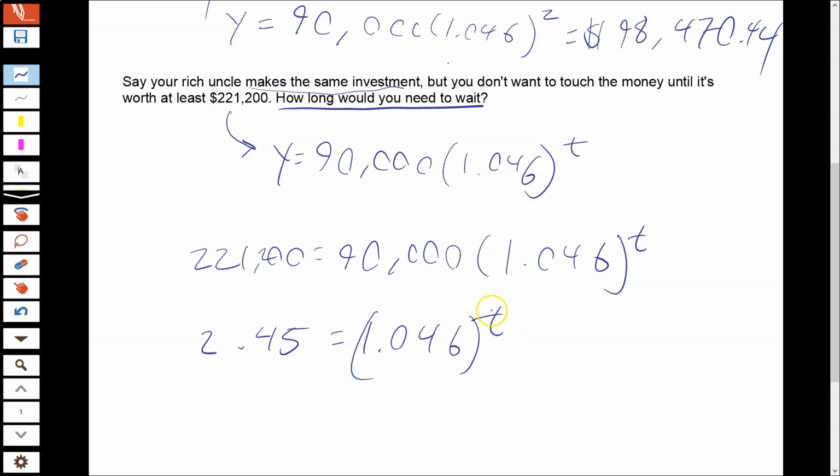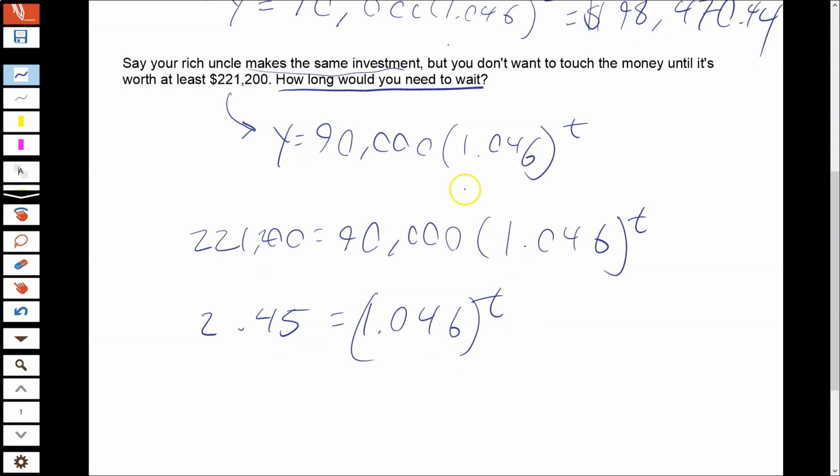Okay, and this is what's new. We have this equation where the variable is in the exponent, and we need an operation that's going to get that variable out of the exponent. The goal is still to isolate that variable to figure out what t is equal to, but none of our usual operations, addition, subtraction, multiplication, or division, is going to get us there. Our next step, and here's where we see something familiar from last year, is to take the log of both sides.